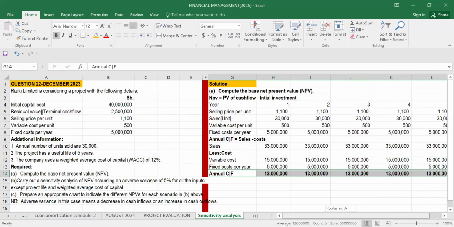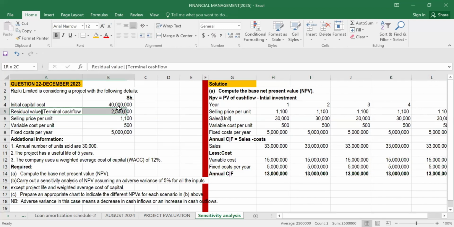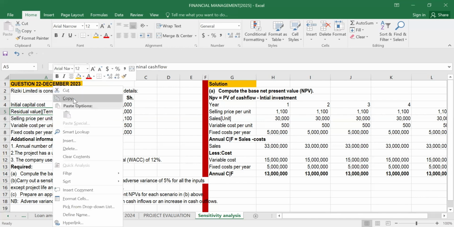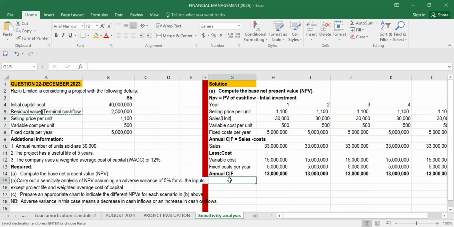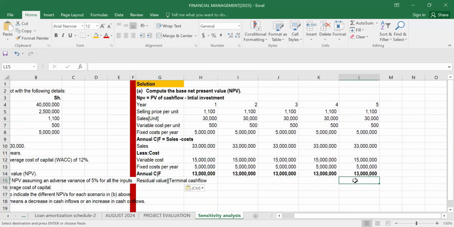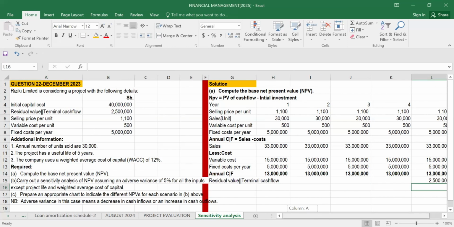But equally, you must also be able to recall there is another piece of information which you're given here, this one, that there is a terminal cash flow. Remember terminal cash flow, or the residual value. This is basically the cash flow which is generated by the project at the end of its useful life. Meaning that this is the cash flow to be generated at the end of the 5th year. And how much is that? The terminal cash flow is basically the amount of 2.5.